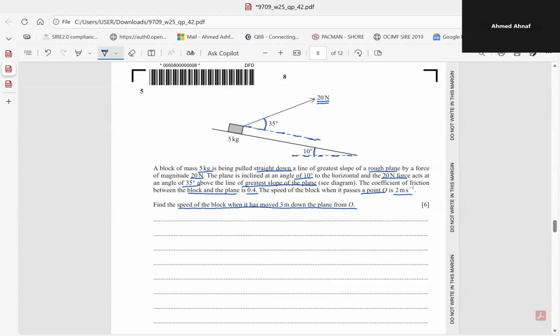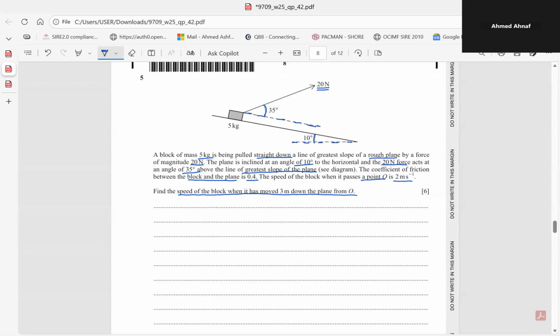Okay, all right. So to do that, we have to know the speed when it's at O. So they already gave that to us. And we also have to know the acceleration that the block is experiencing when it passes through O. And yeah, we're also given the distance. So I believe that should be sufficient info. We just need to find the acceleration of the block.